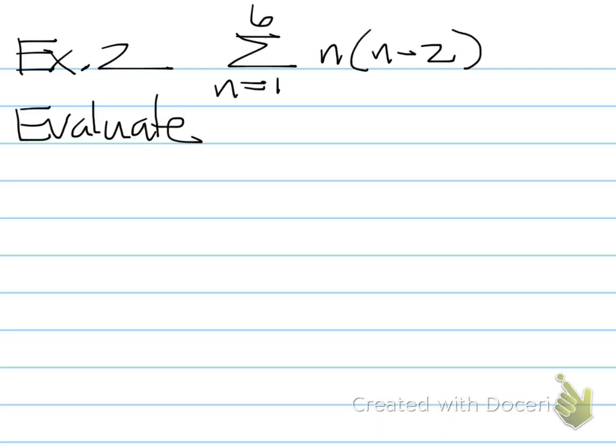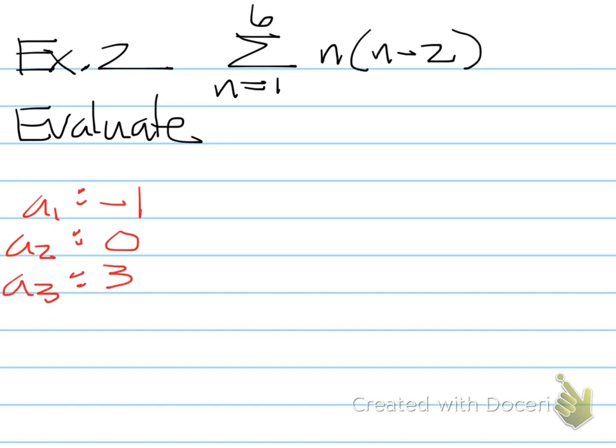Now we want to evaluate this summation. So the first thing we're going to do is determine what A1 is. Once we plug in 1 for n, 1 minus 2 is negative 1, and negative 1 times 1 is negative 1. 2 is going to give us 0. When we plug in 2 for n, 2 minus 2 is 0, and 0 times anything is 0.